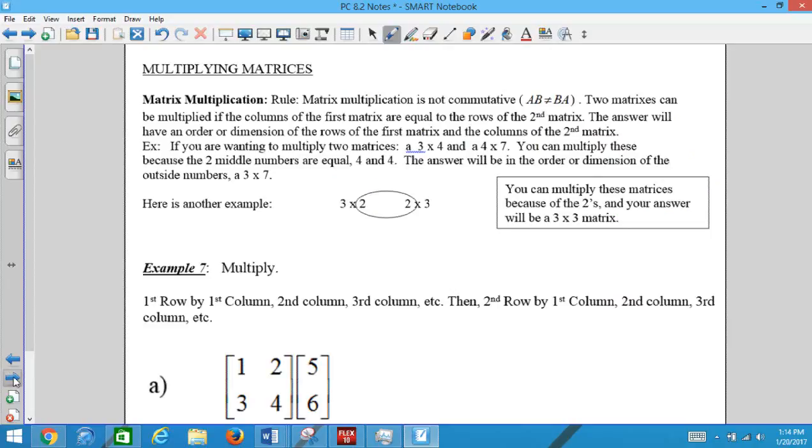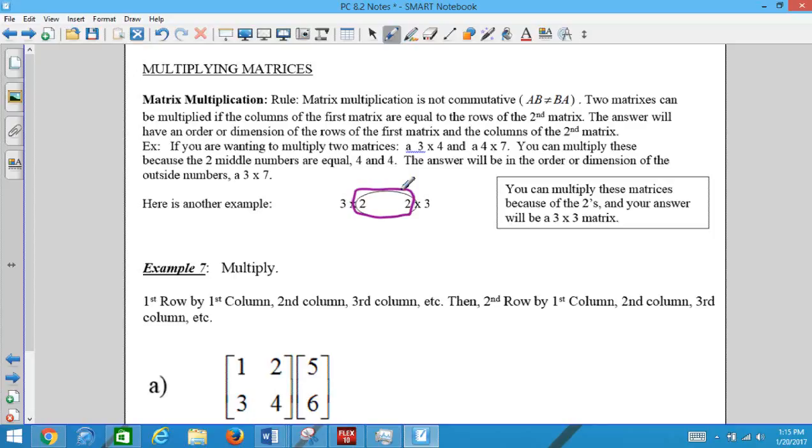Basically, in order to multiply, you have to check the dimensions of the 2 matrices that you're multiplying. There's an example here where if you have a 3 by 2 matrix and you're multiplying that by a 2 by 3, you're only allowed to multiply it if the middle 2 numbers have the same dimension. So you have to check this. Otherwise, you can't multiply if they don't have the same two numbers.